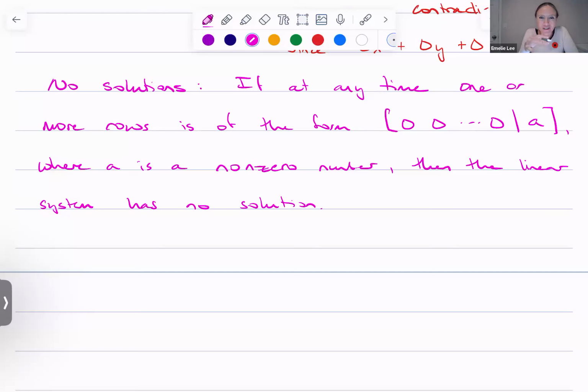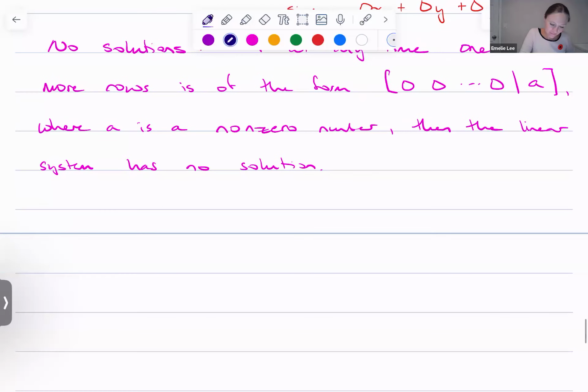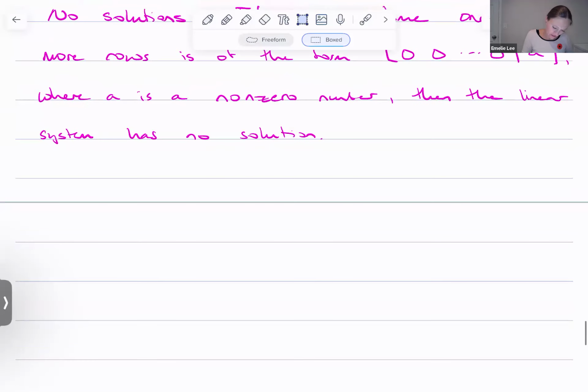So if you do your work and you find that you get a row of zeros, but it equals a number, there's no solution. Okay. My first go-to is checking it on the calculator, but then it just said no solution. That's not very helpful. So then I had to go through and do the work. Boo. Okay.